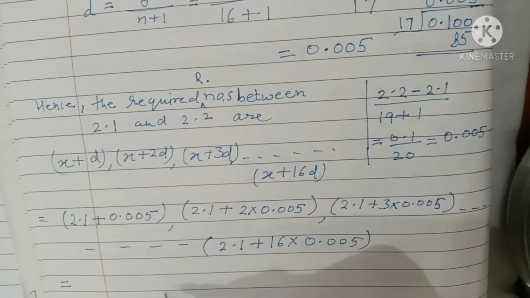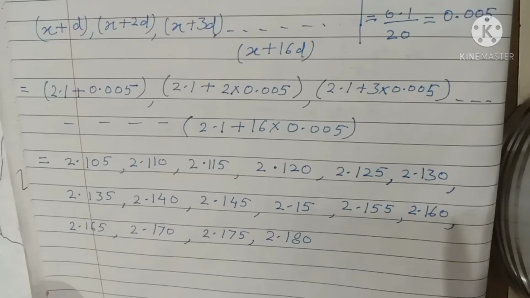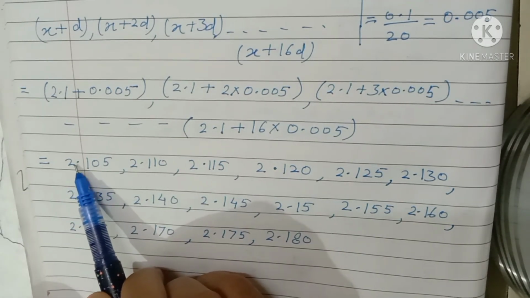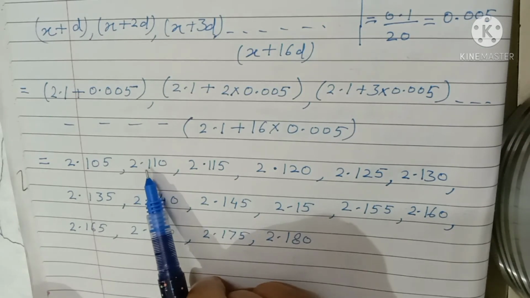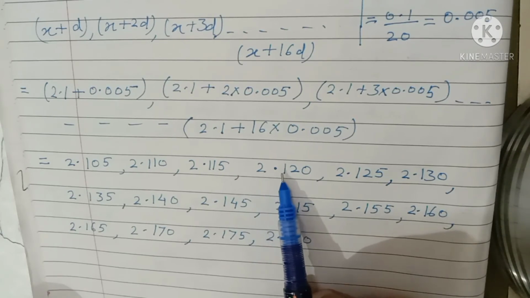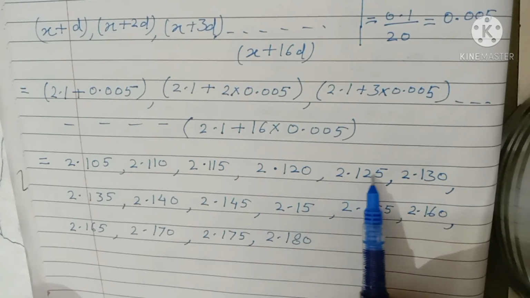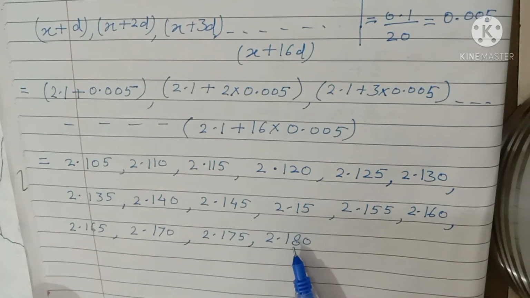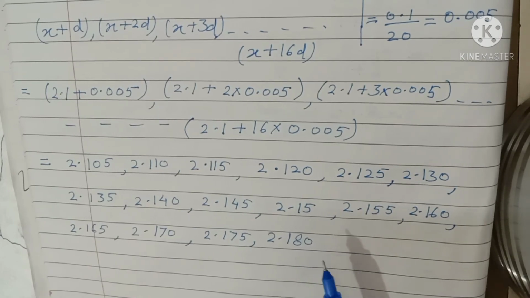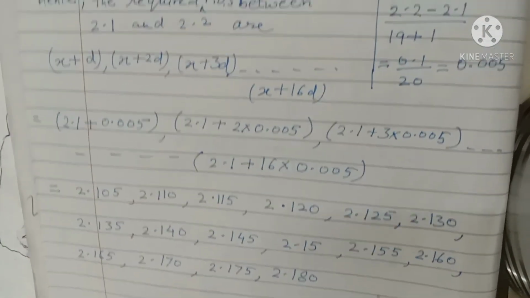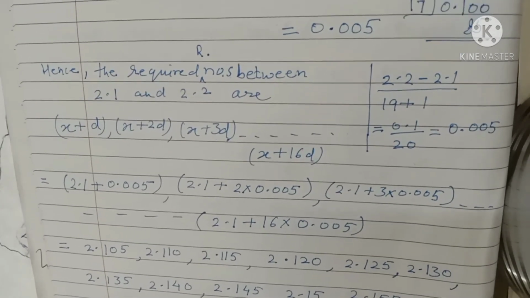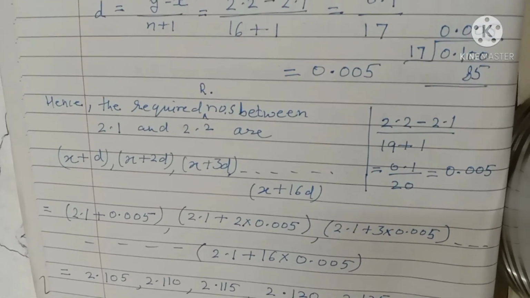Till then you can solve, and I have calculated all the 16 values. First is 2.105, second is 2.110, third 2.115, fourth 2.120, and these continue up to 16 rational values. I think you also calculated these 16 values. Now students, this is the complete solution of question number 7.